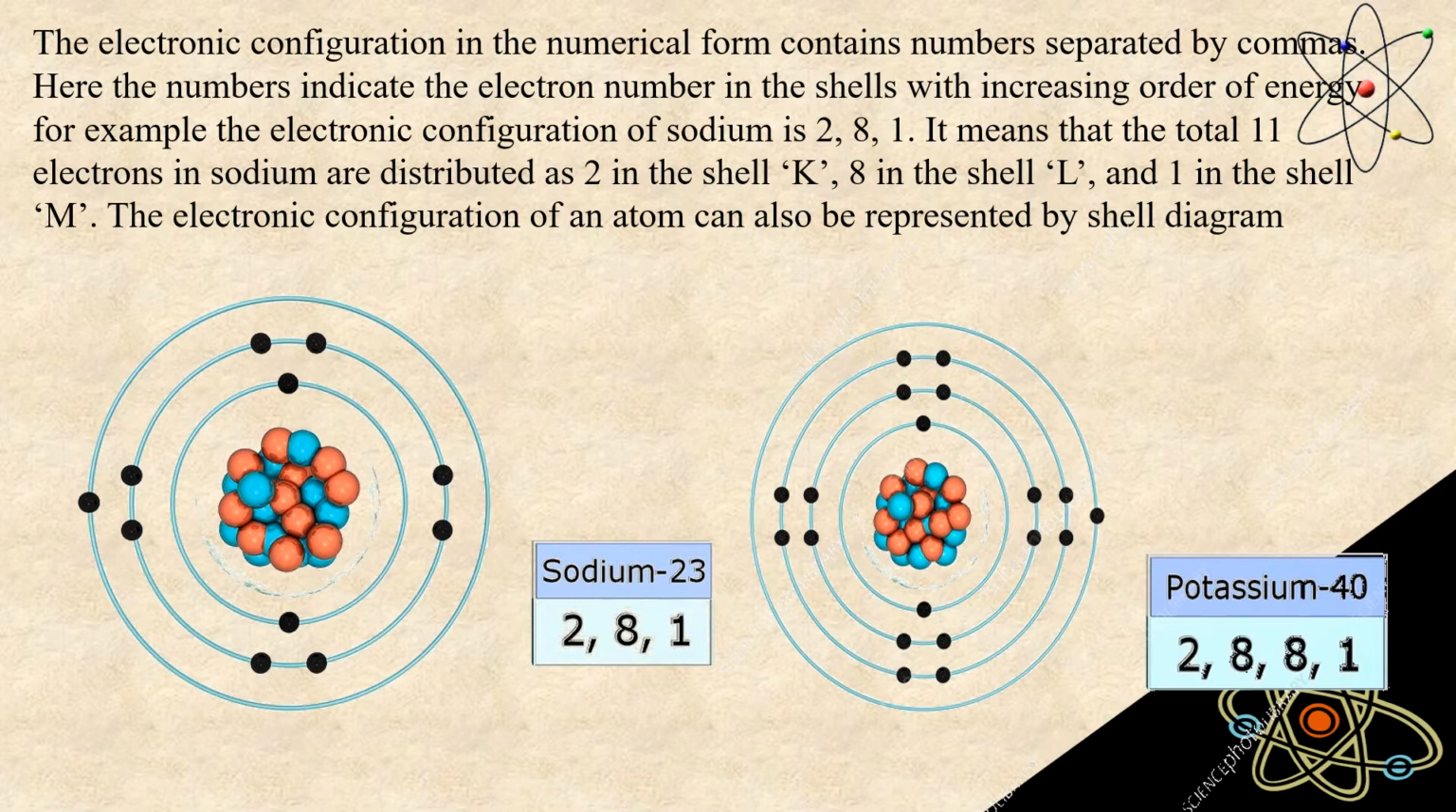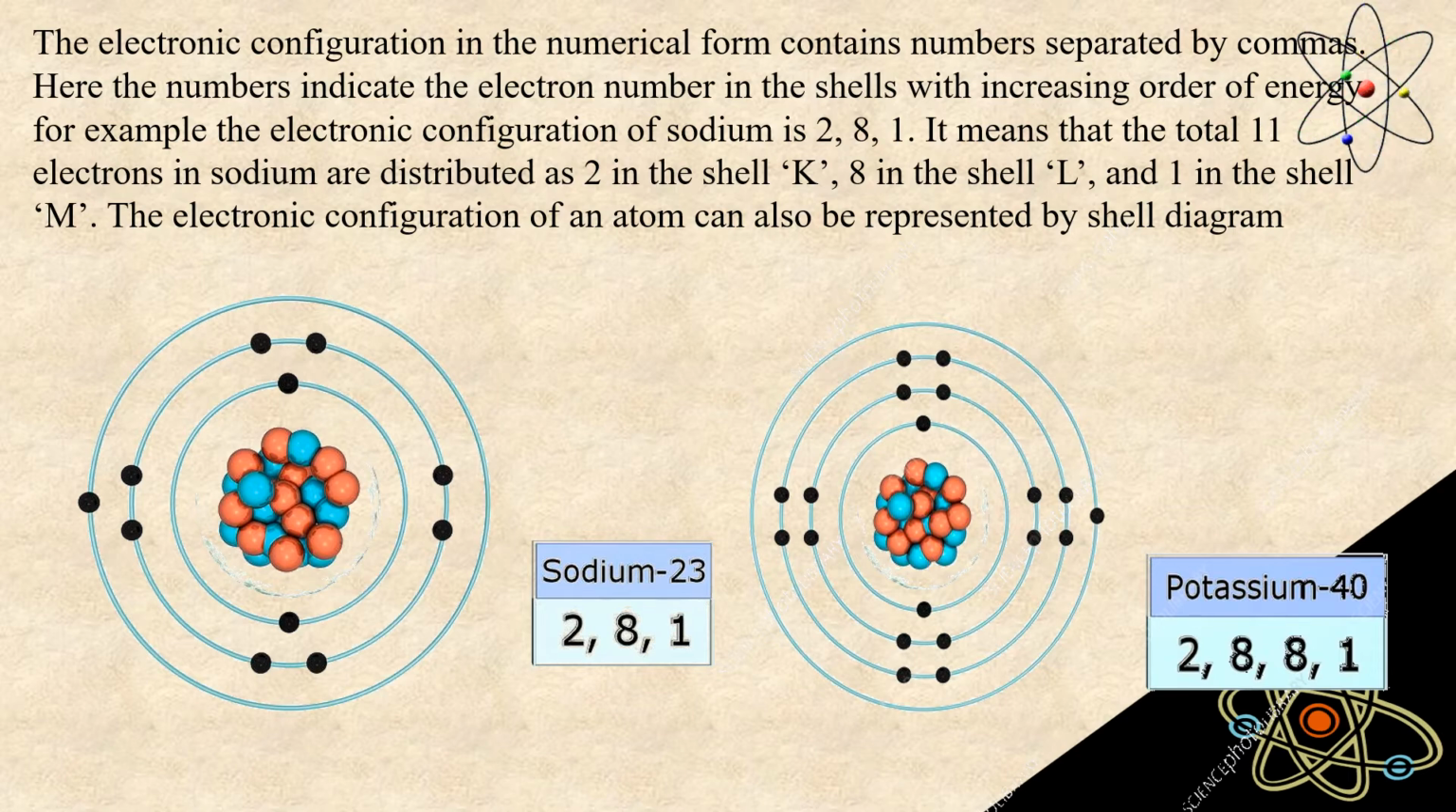If I go on to potassium, here I can write it as 2. First shell has 2 electrons, second one has 8, third one has 8, and the last one has 1. Okay, so like that. So here the numbers indicate the electrons number in the shell with increasing order of energy. For example, the electronic configuration of sodium is 2, 8, 1. It means that the total 11 electrons in sodium are distributed as 2 in the shell K, 8 in the shell L, and 1 in the shell M.